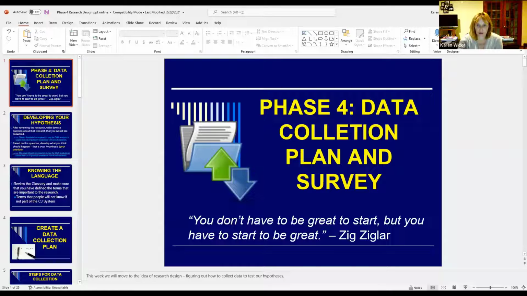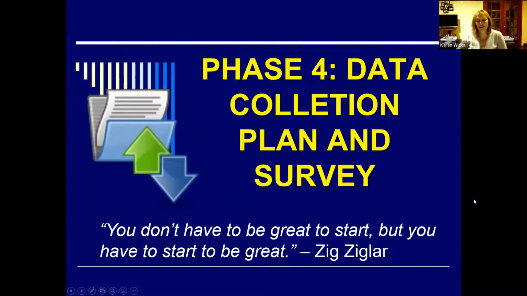Okay, so I'm going to go through it step by step so you can understand what's going to be required of you. Okay, so this is phase 4. This is when you're going to start your data collection plan and survey. So that's what we're going to move into today.